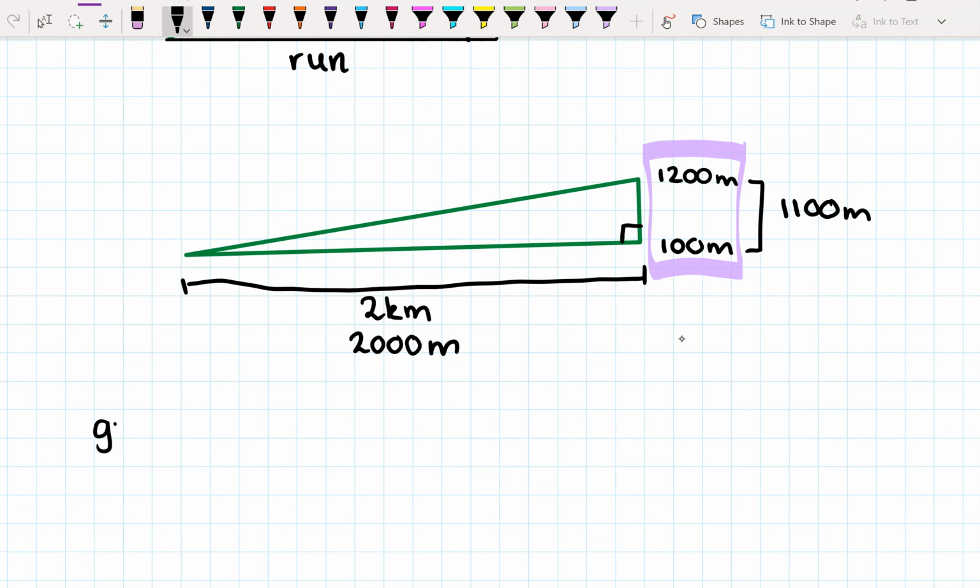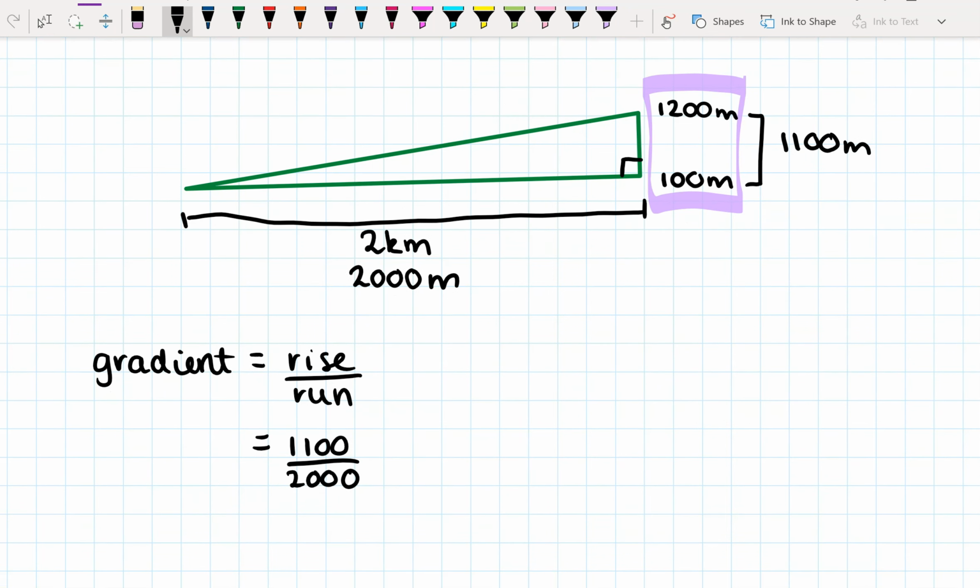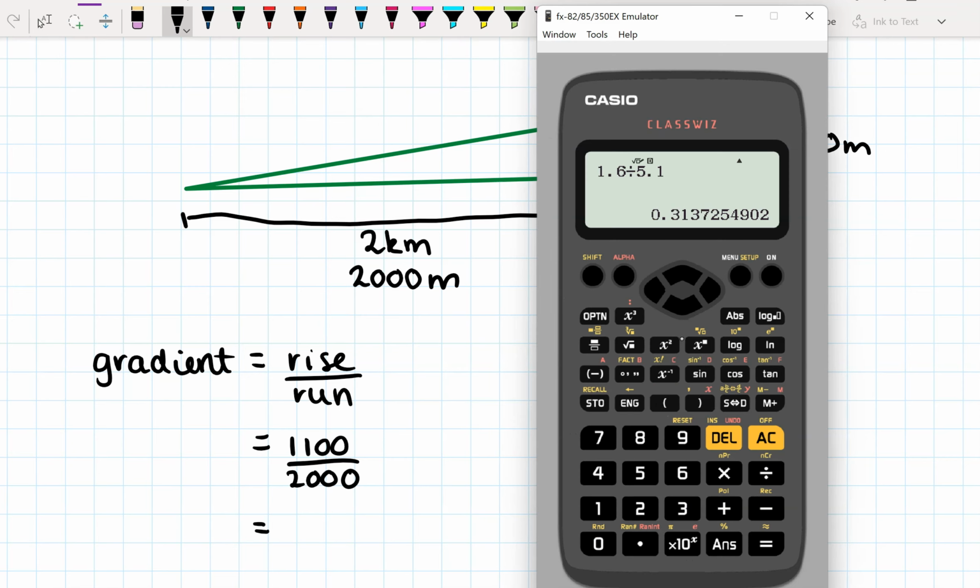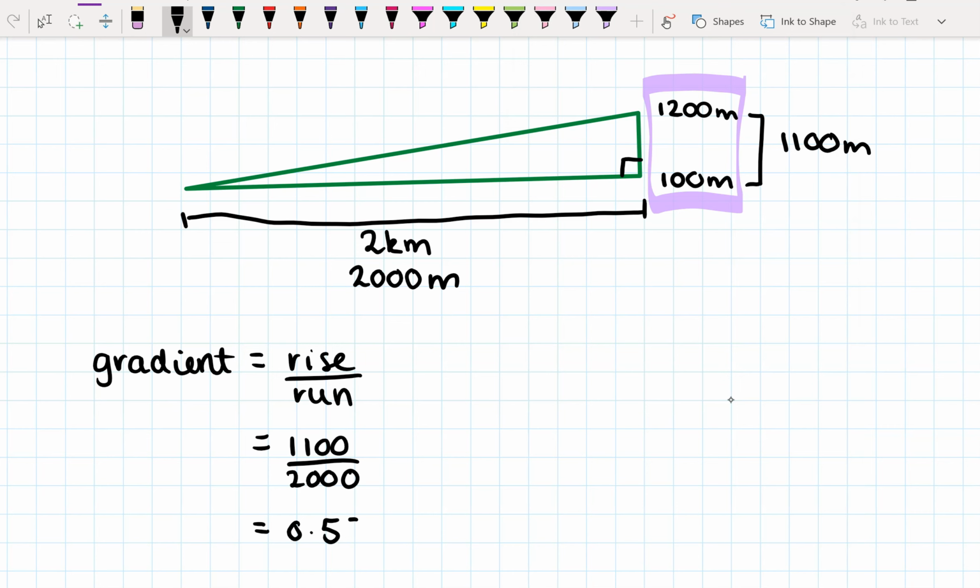Now, the gradient of this road is equal to the rise over the run. Again, rise, if you ask someone to rise, they stand up. So the rise is 1100 meters and the run is 2000. This is going to give us our gradient. 1100 divided by 2000, we get 0.55. So that means the gradient of this road is 0.55.